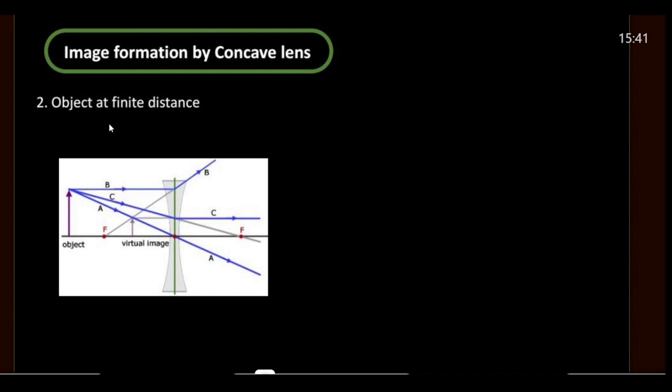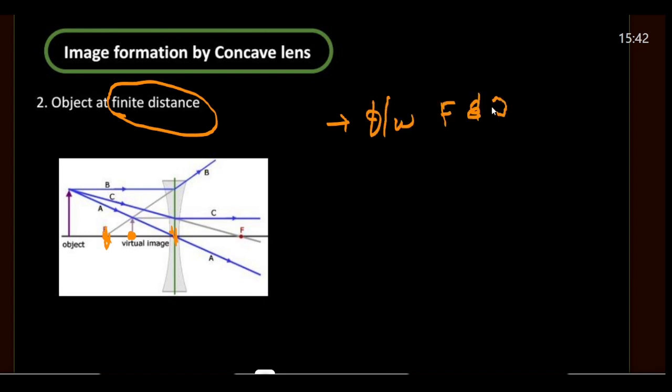And the next case is when we place the object at finite distance. You can consider any finite distance: beyond focus, beyond center, at center, between center and focus, anywhere. But for all these places, you'll get the image at only this single place, that is, between the focus and the optical center.